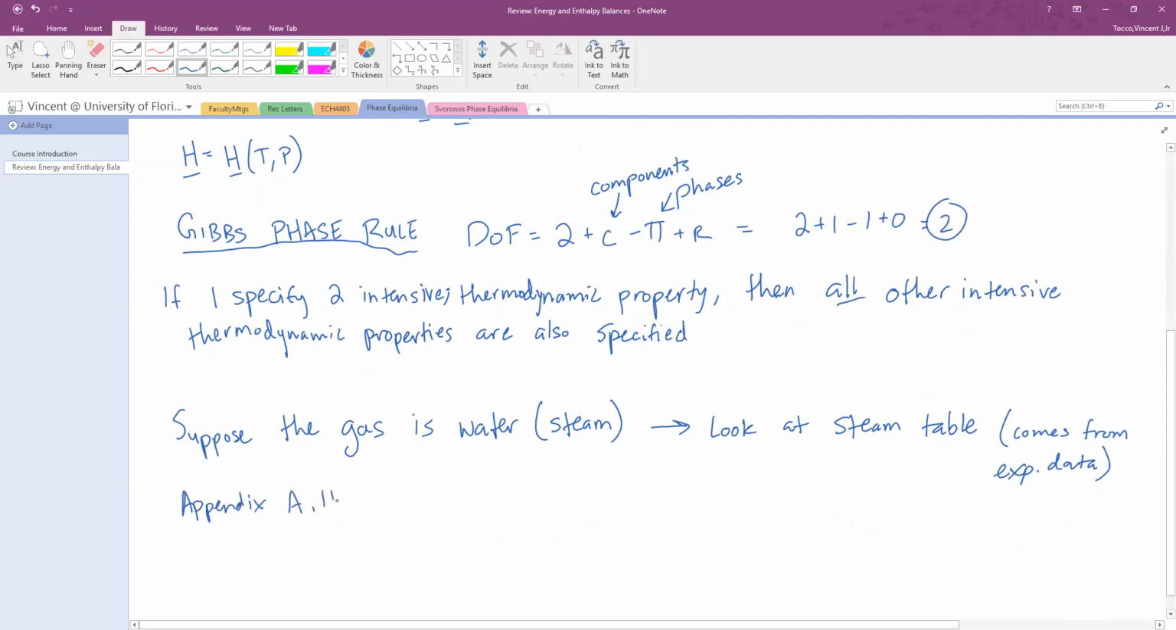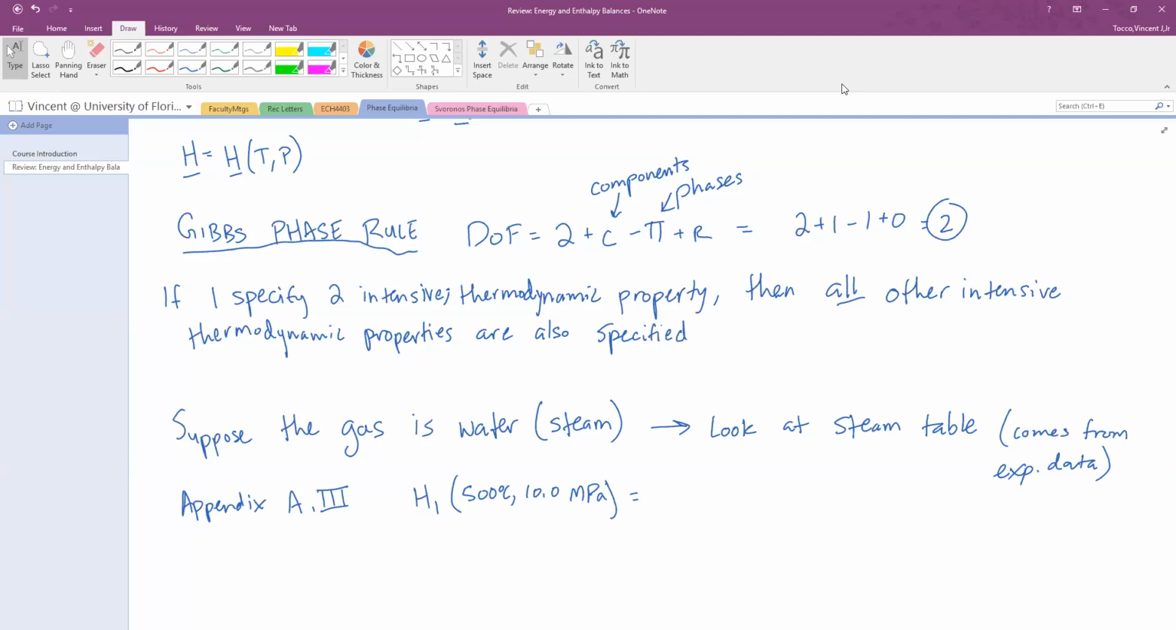Appendix A and 1, 2, 3. And I would want to look up H1 and the conditions there. The T is 500 C and 10 megapascals. I'm going to pause the video for a second because I need to go look this up. And for those of you who have the 4th edition, I am on page 923.